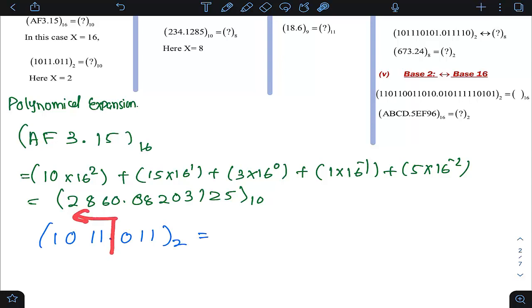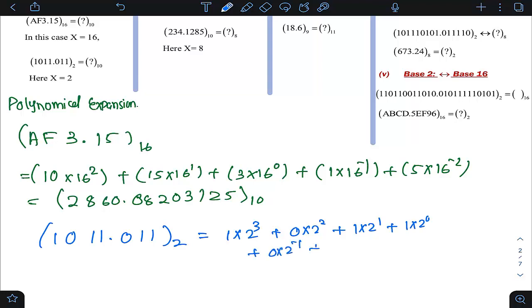Towards the left increasing powers of 2, towards the right decreasing powers of 2, because the base is 2. So 1 into 2 power 3, plus 0 into 2 square, plus 1 into 2 power 1, plus 1 into 2 power 0, plus 0 into 2 power minus 1, plus 1 into 2 power minus 2, plus 1 into 2 power minus 3. Take a calculator and simplify this, students. If you do this, the answer you're supposed to get is 11.375.